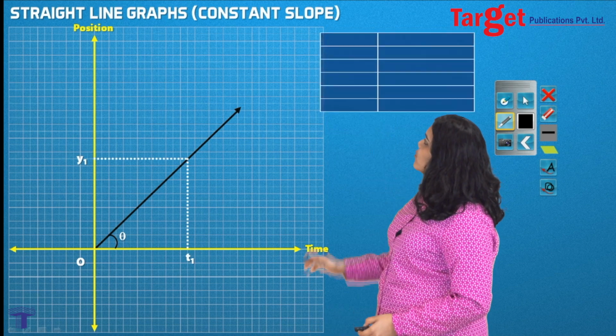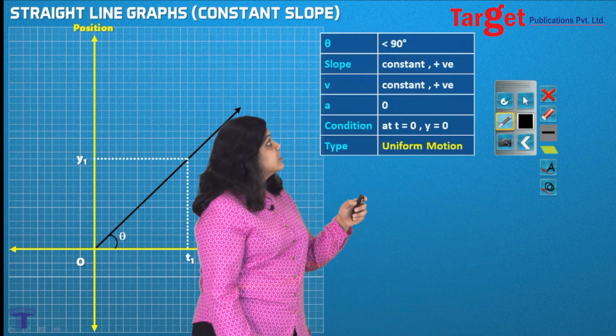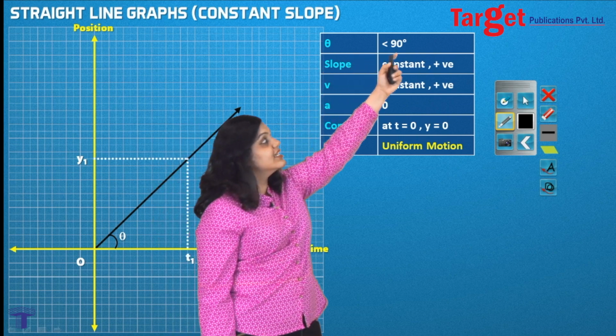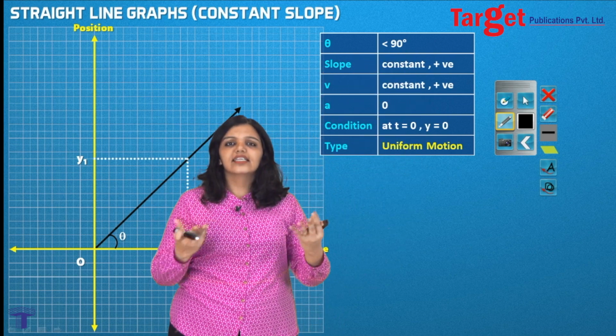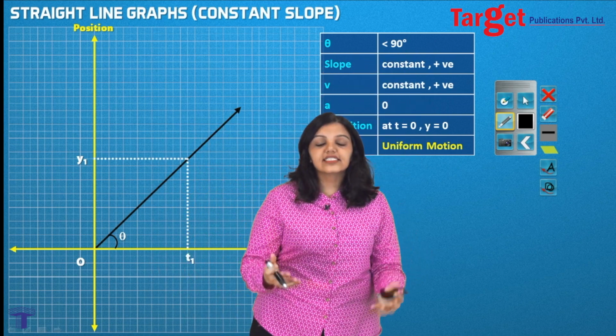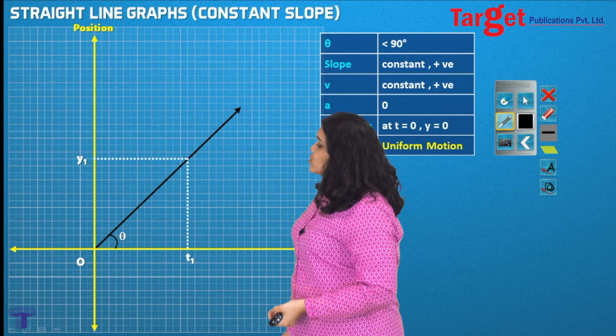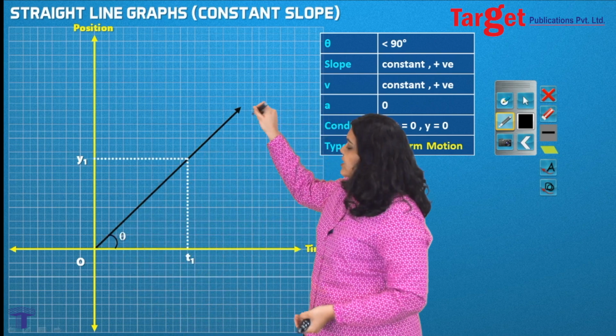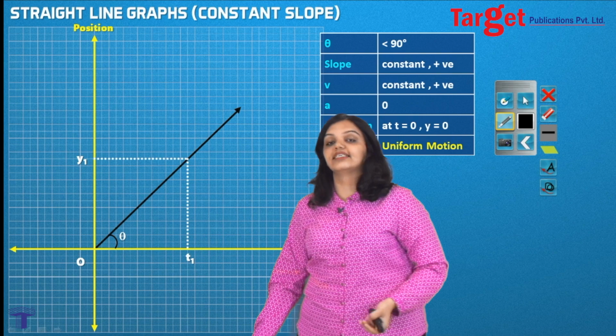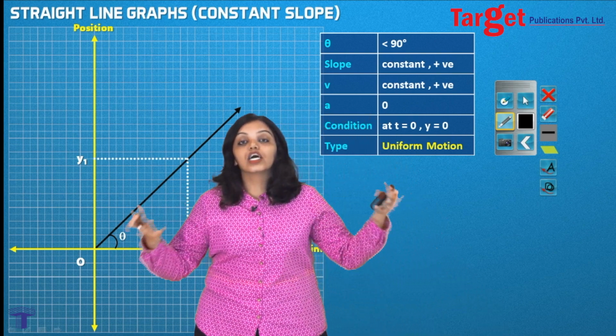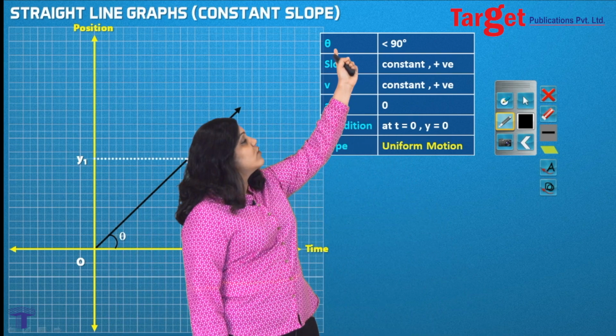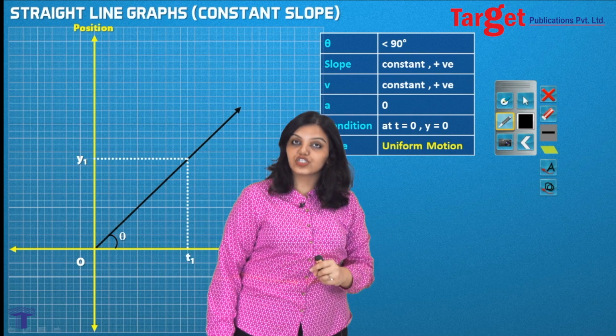Let's see if you agree with all the properties of this graph. The first one says that the angle is less than 90 degrees. This angle is which angle? This is the angle of the tangent lines. So you can see that this is a straight line and this angle is less than 90 degrees. That is, it's an acute angle, and therefore yes, theta is less than 90 is true.